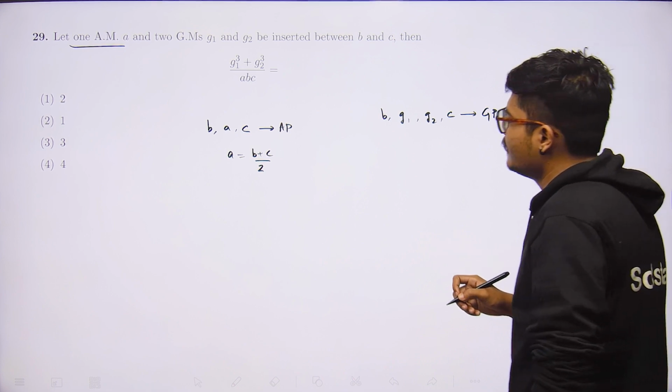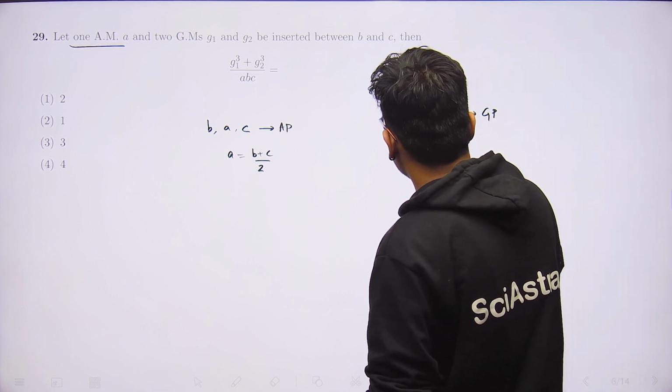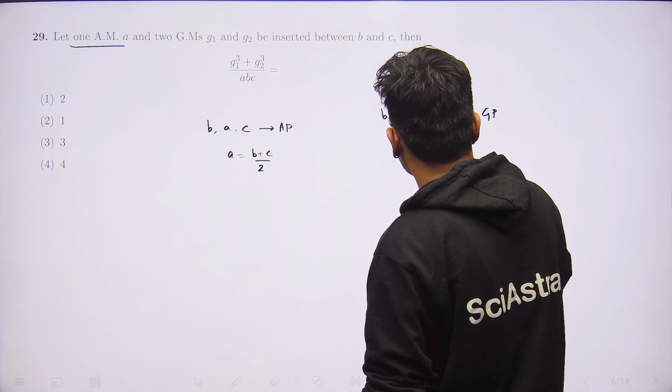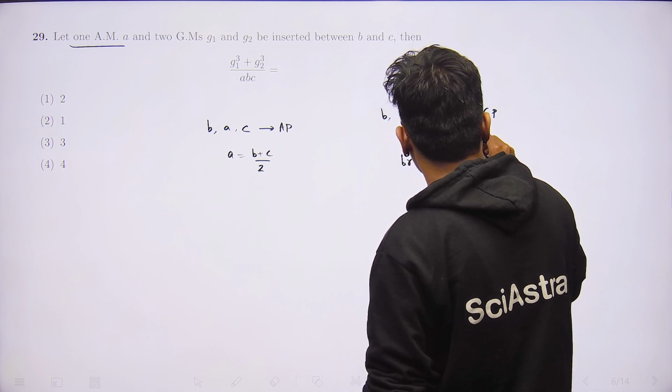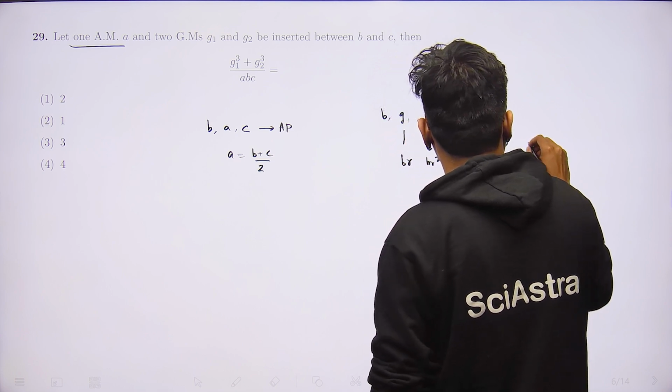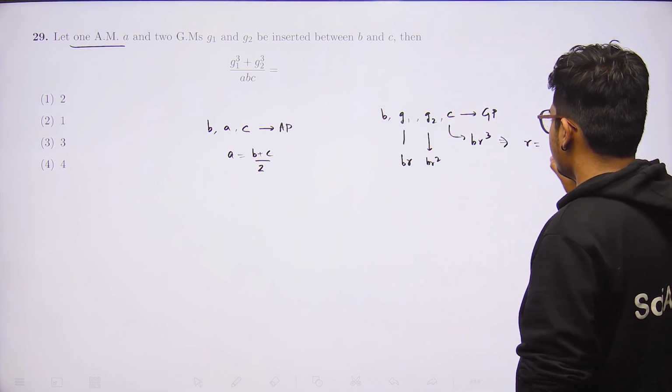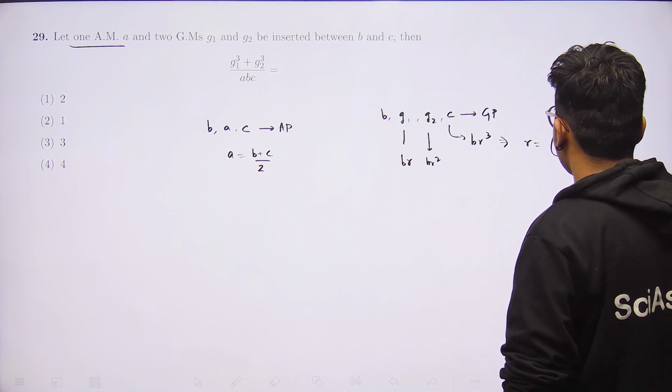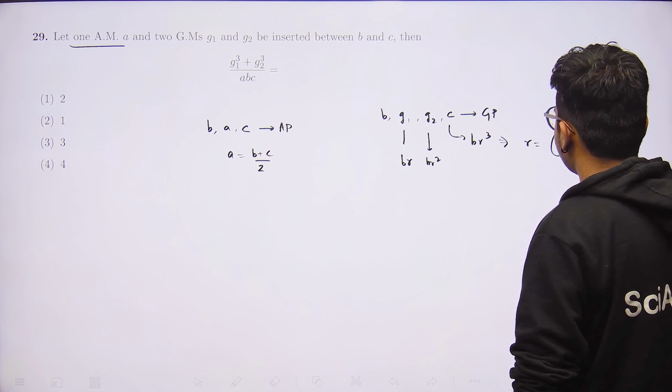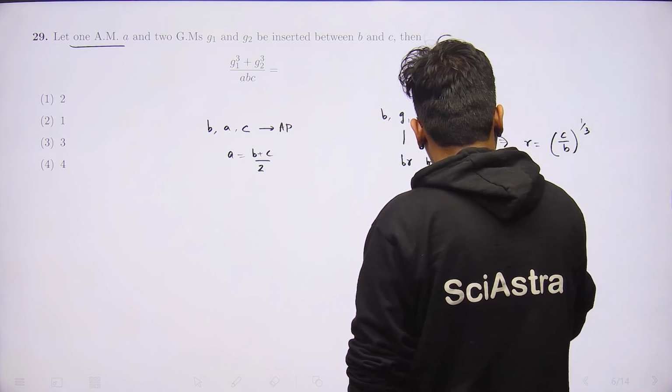तो यहाँ से what can we say? So G is basically B times R, this is B times R square and this is B times R cube, which means common ratio क्या आ जाएगा? This should be equal to C, right? So common ratio is nothing but C by B whole to the power 1 by 3. Okay? तो G1 की वैल्यू क्या आ जाएगी?